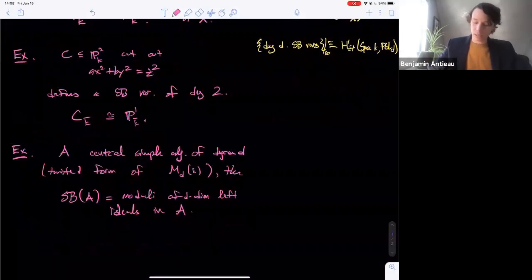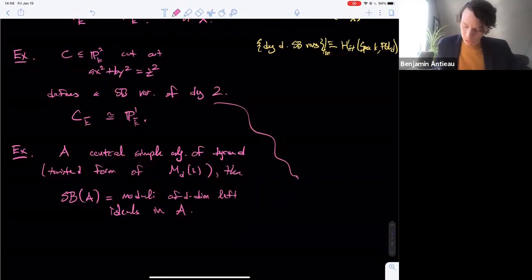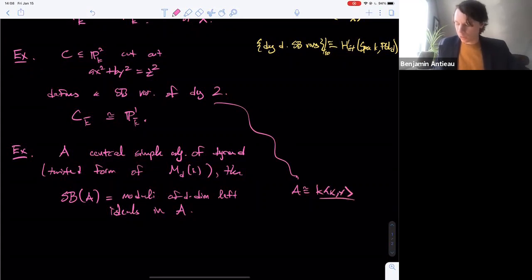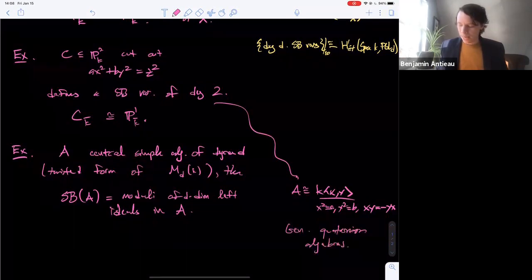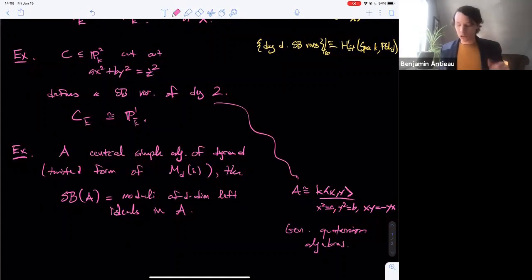So the specific case here is where A is the associative ring in two polynomial variables, modulo the equations x squared is a, y squared is b, and x and y anti-commute. If I take one of these generalized quaternion algebras, this is a four-dimensional K-algebra. If I take the moduli of two-dimensional left ideals, then I get one of these conic curves. But here a and b had better be units.